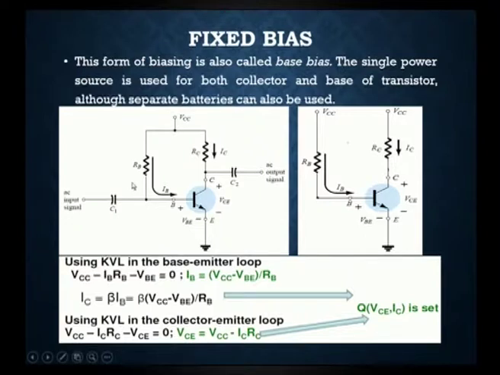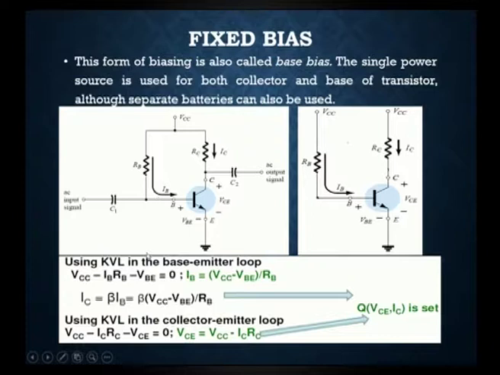The single power supply is used for both collector as well as base. Here we can observe this is the emitter; throughout this session we are considering the common emitter mode. So for the base and collector we are using the common supply here. This is the first thing that we need to know for a fixed bias, although we can also use separate supplies for base and collector.